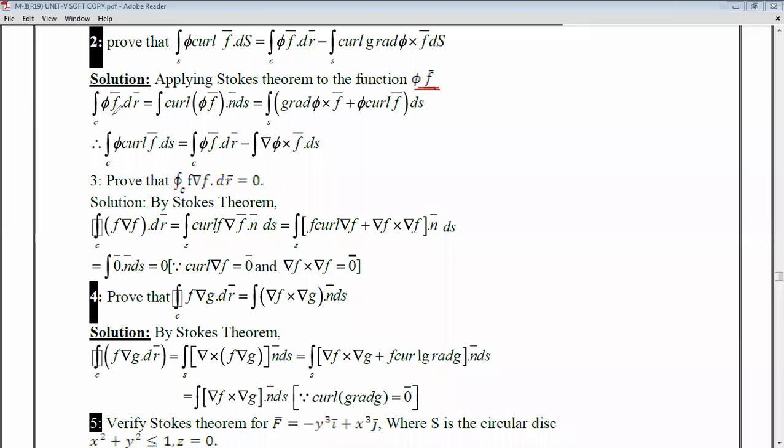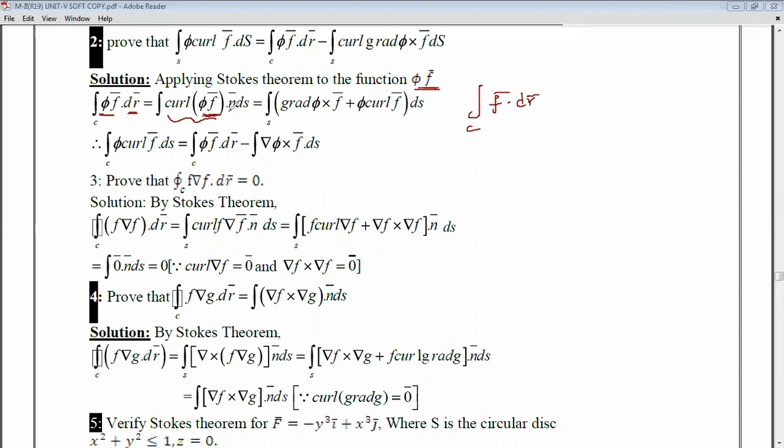So the integral of phi f bar dr bar, the left side, means the integral of f bar dot dr bar over the curve C, which is equal to the surface integral of curl f bar, where f bar is nothing but phi f bar. So curl f bar dot n bar ds, and already we have the formula for curl phi a bar, which is grad phi cross f bar plus phi curl f bar, and n bar is a unit outward normal vector.